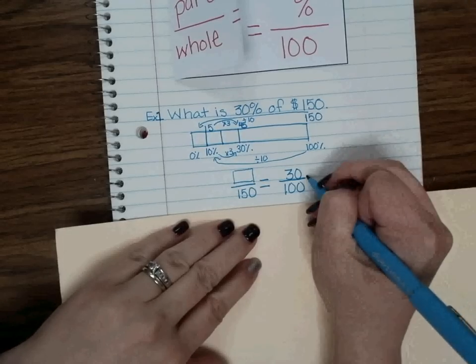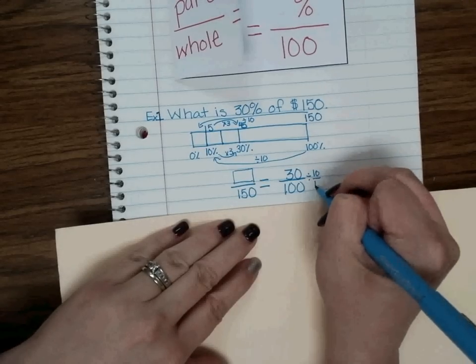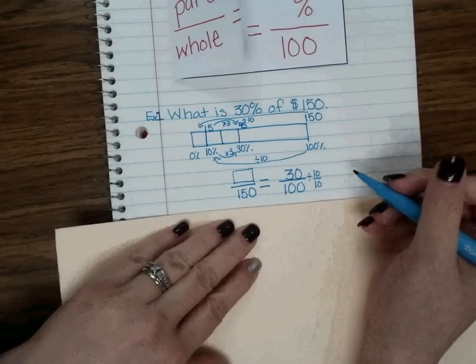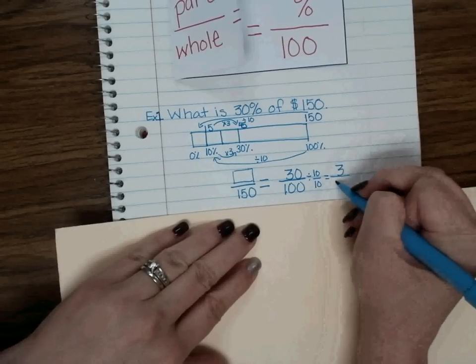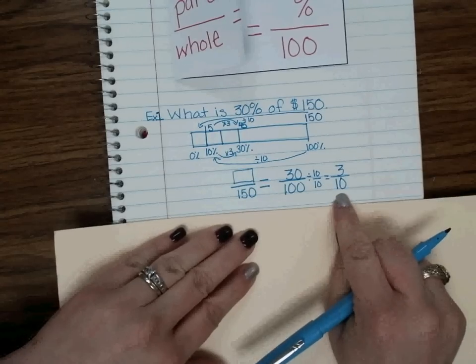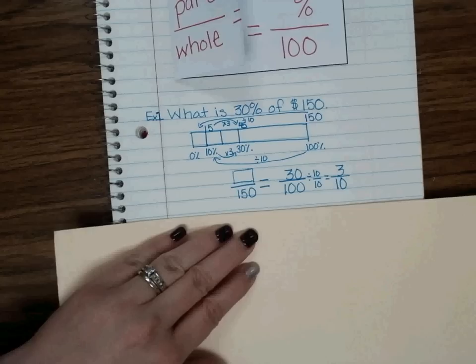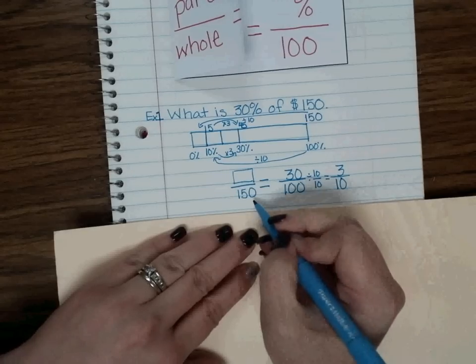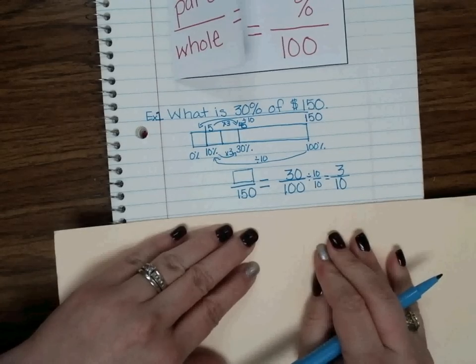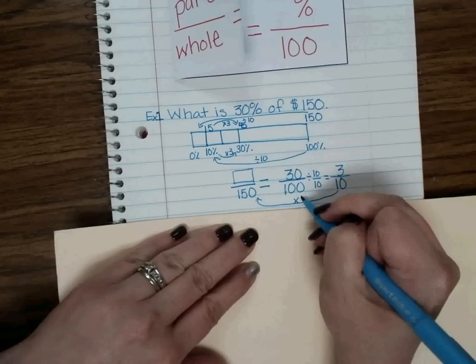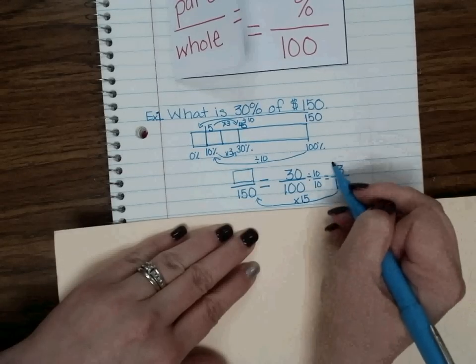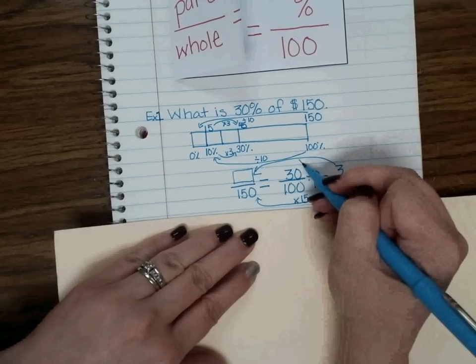Okay, so I'm simplifying this 30 hundredths, which is a fraction, and now it's going to be 3 tenths. Now I have 10 to 150. Can I do 10 times something to get me to 150? Yes, 10 times 15. So times 15. So my one-ster is now 15. So I'm going to do the 15 up here as well.